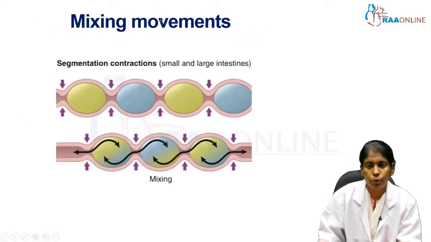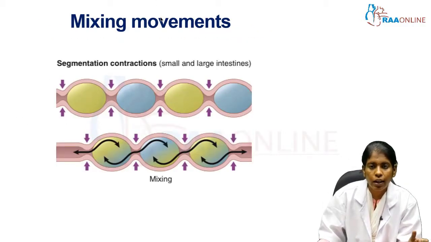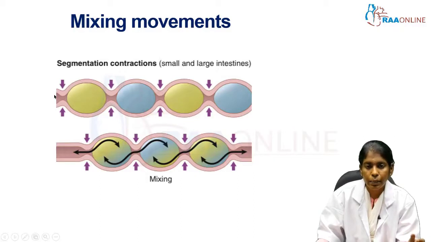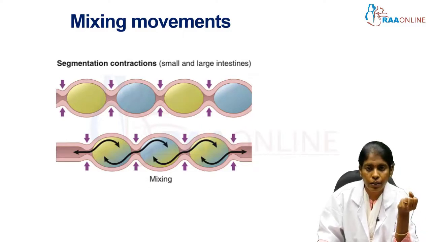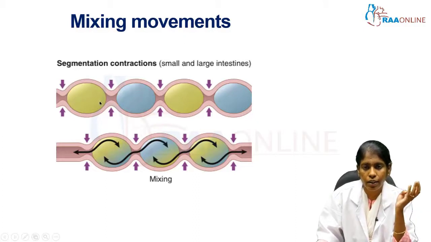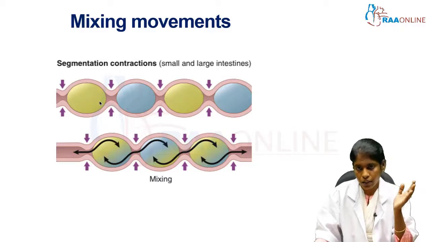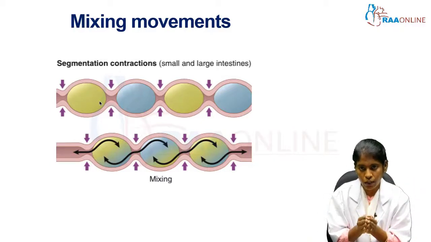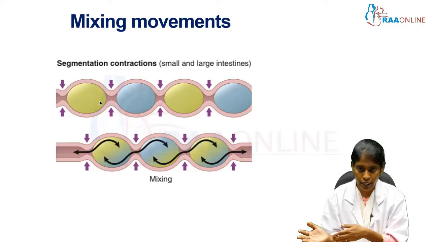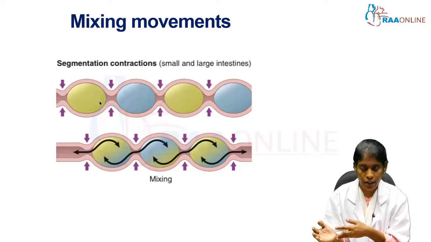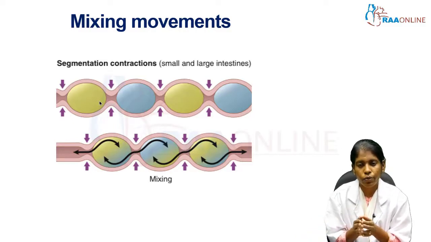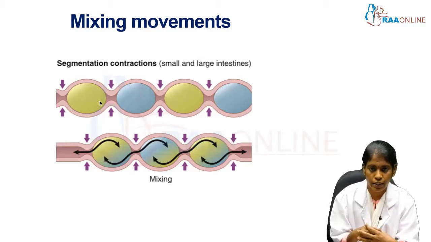First, about mixing movements. These mixing movements are carried out by the segmentation contractions. These contractions occur as a result of the constriction of the circular muscle lining the gut wall. And what is the purpose of these contractions? These contractions are non-propulsive. That means these contractions will not allow the food to propel forward into the next segment of the gastrointestinal tract. In turn, they will keep the food in the particular segment of the small intestine.